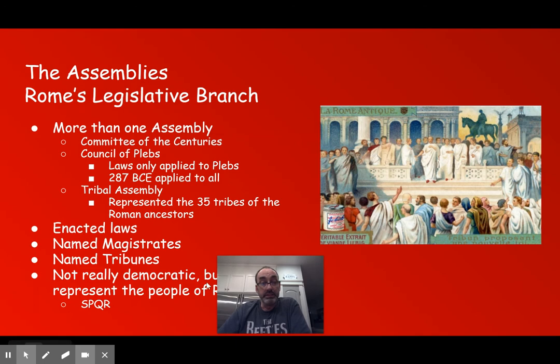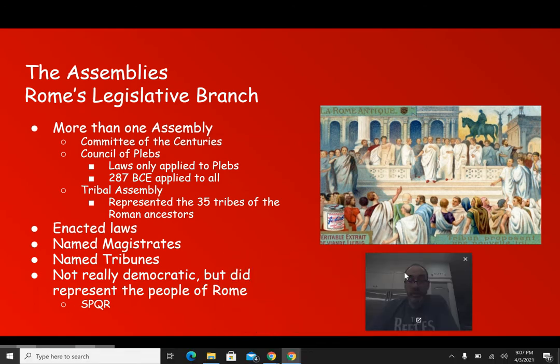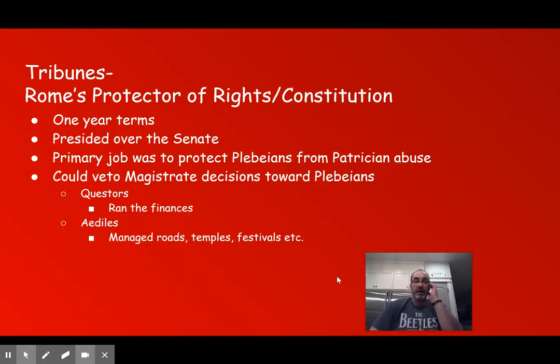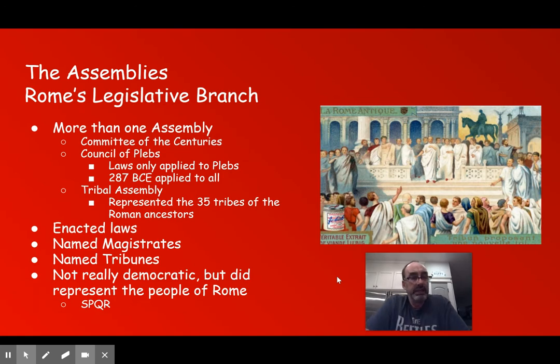Now, the assemblies. Oh my goodness, this is confusing, but that's okay. We have our own assembly. The assembly is that legislative branch. There's more than one assembly. The oldest one is a committee of centuries, and they're divided into groups of 100. Each group of 100 would have one vote. This is the oldest of them. These are not the plebeian, but the patrician branch. Initially that's all they had, just this committee of centuries.